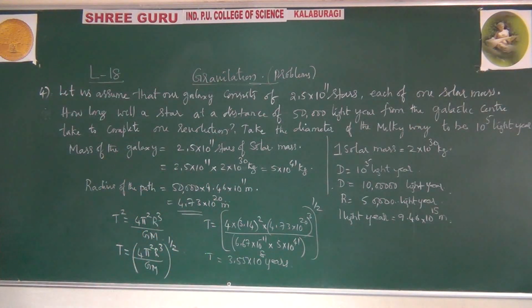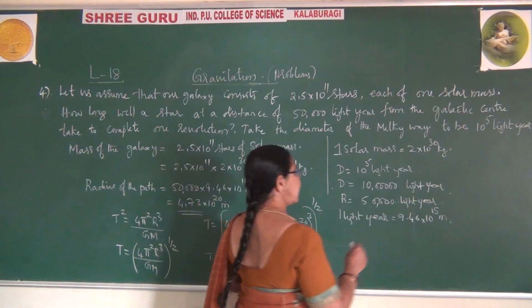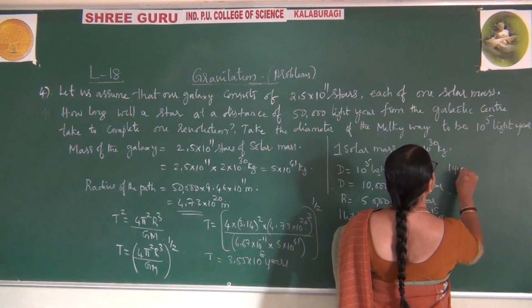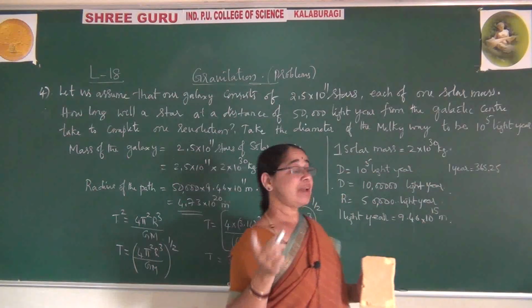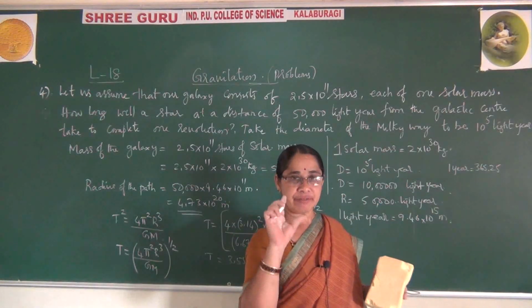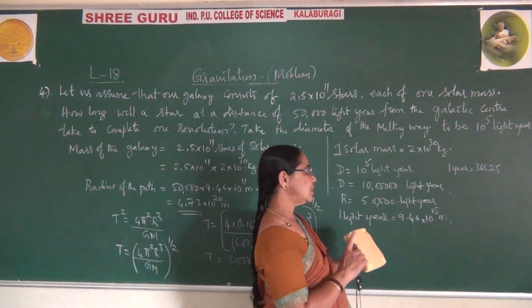But they are asking how long will the star take, so you have to convert into seconds. They did not say anything here, but time period is expressed in seconds. So let me write how to convert to seconds. You know 1 year can be written as 365.25, because 365 and 1/4, since for every 4 years you get one leap year. So this is for 1 year.